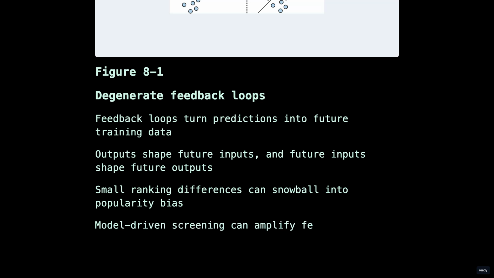The same pattern appears in hiring or screening systems when a model learns a proxy that is already tied to opportunity. If the model keeps recommending one feature and the organization keeps rewarding those recommendations, the bias becomes stronger with each round.